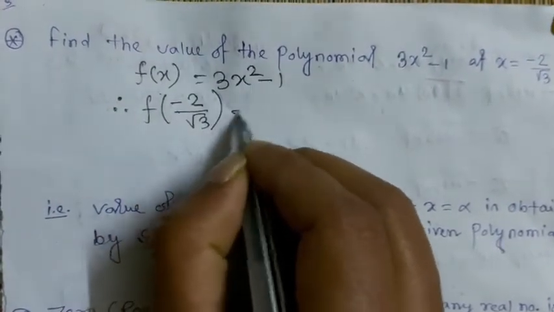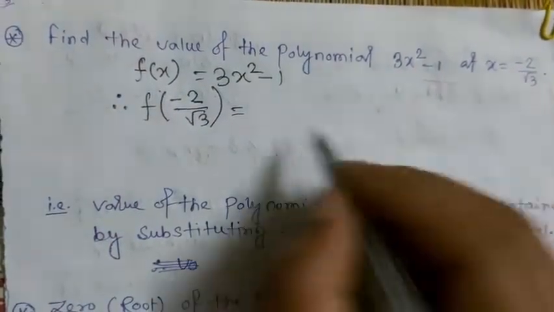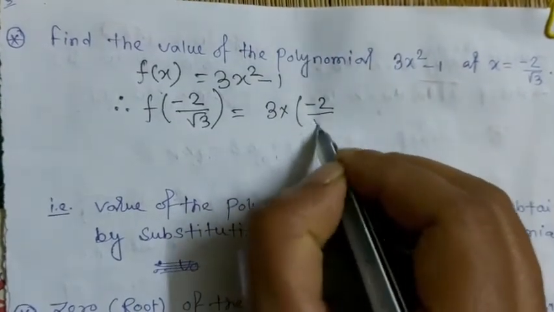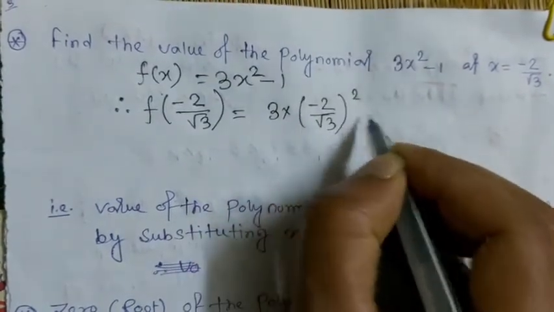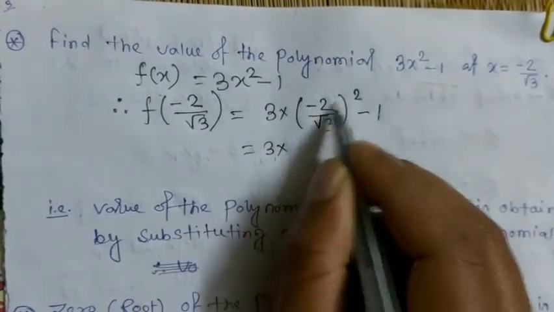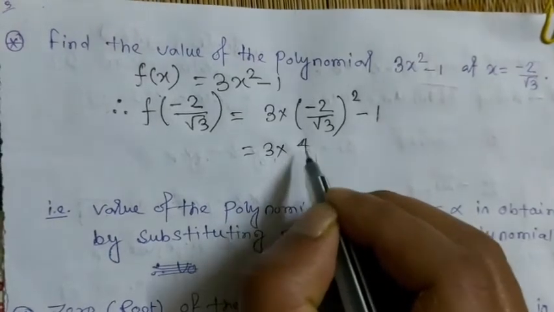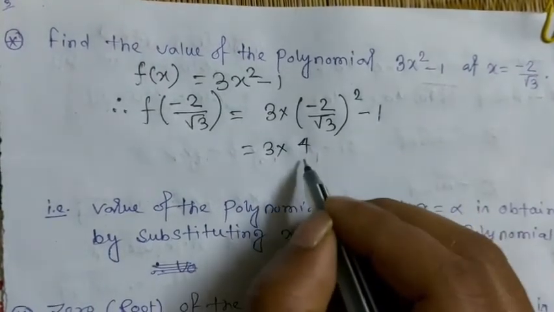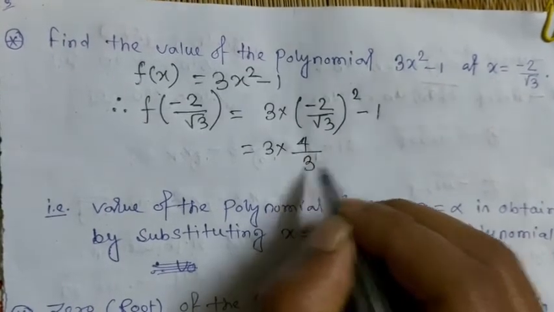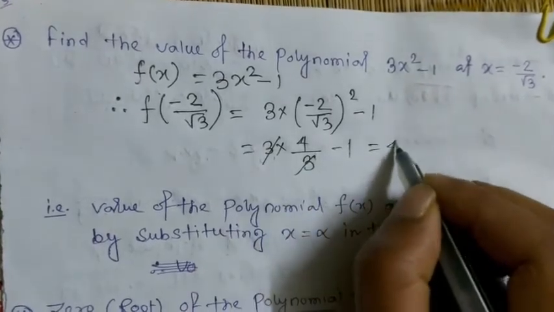This is equal to 3 times (−2/√3) whole square, then minus 1. So this is 3 into (−2) whole square, that means −2 multiplied by −2 gives 4. Root 3 whole square, root 3 into root 3, that means 3, then minus 1. So the 3 cancels, and 4 − 1, so the value is 3.